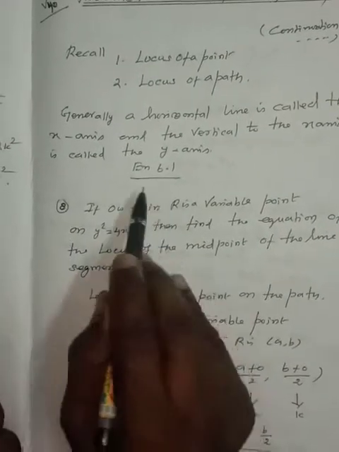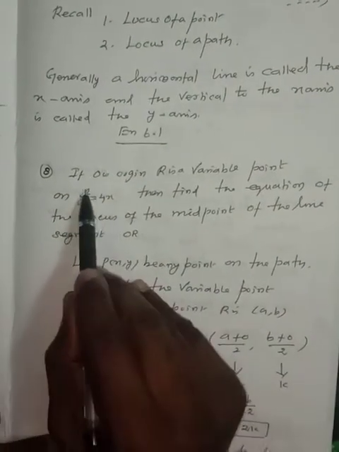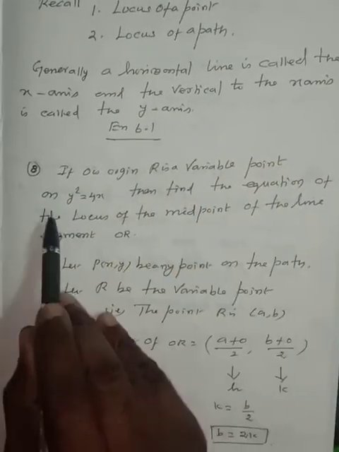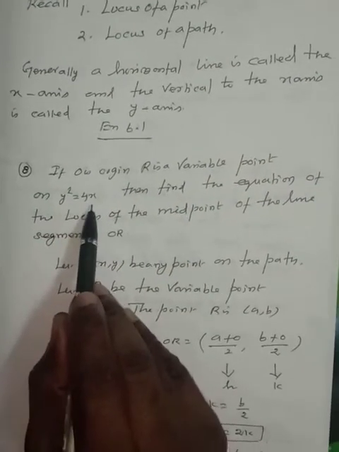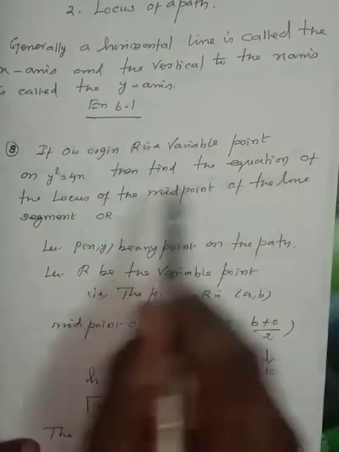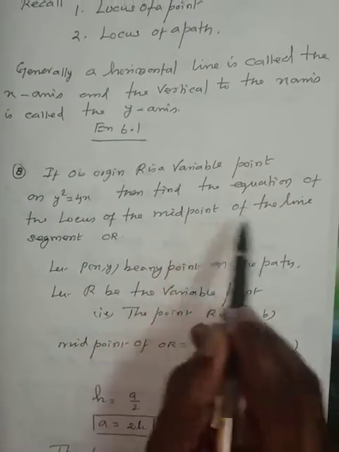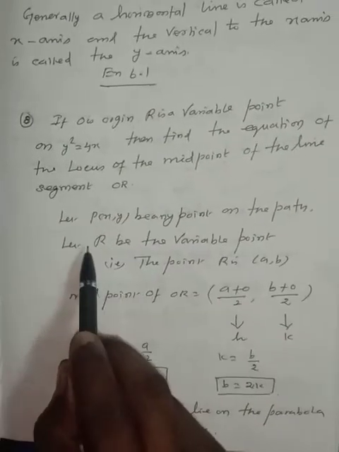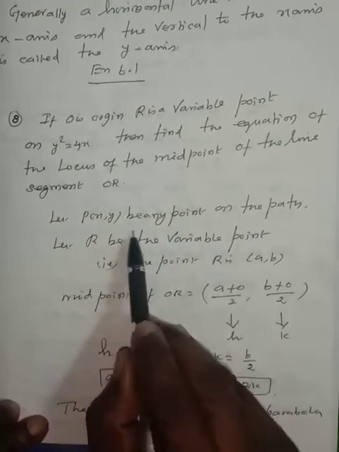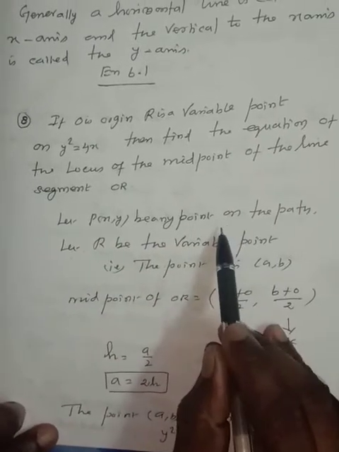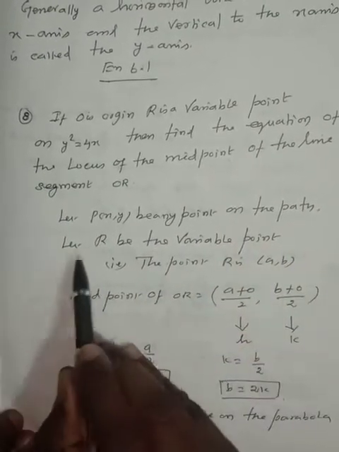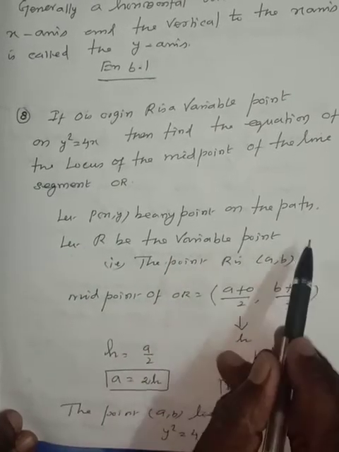Sum number 8, Ex 6.1. If O is the origin and R is a variable point on y square is equal to 4x, then find the equation of the locus of the midpoint of the line segment OR. Let P of x, y be any moving point on the path. Let R be the variable point.